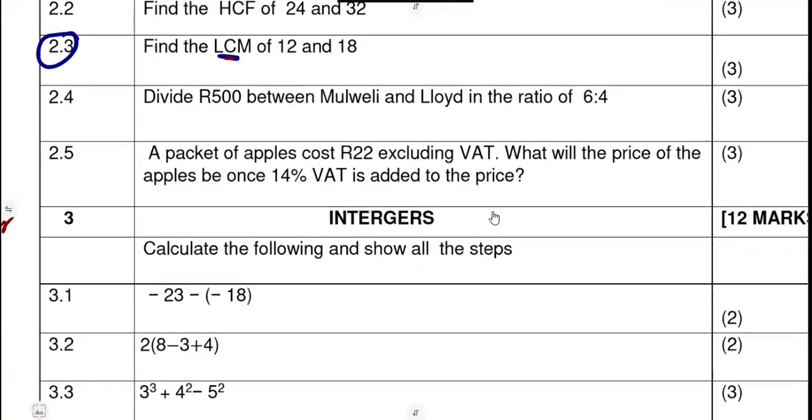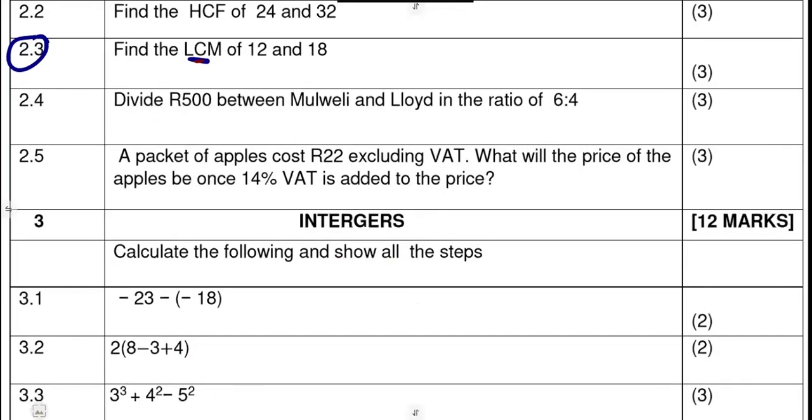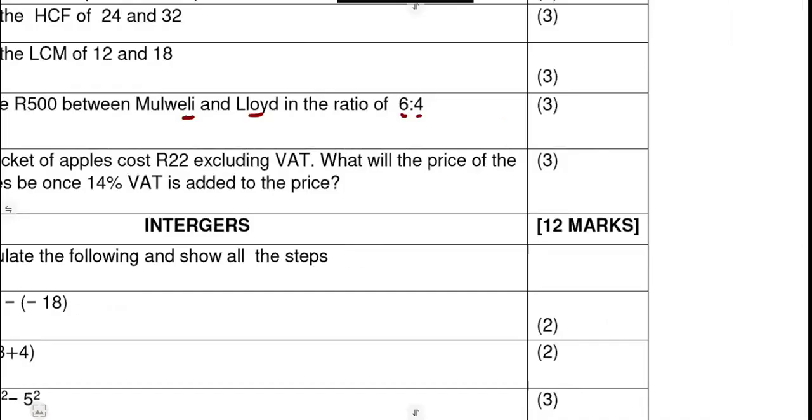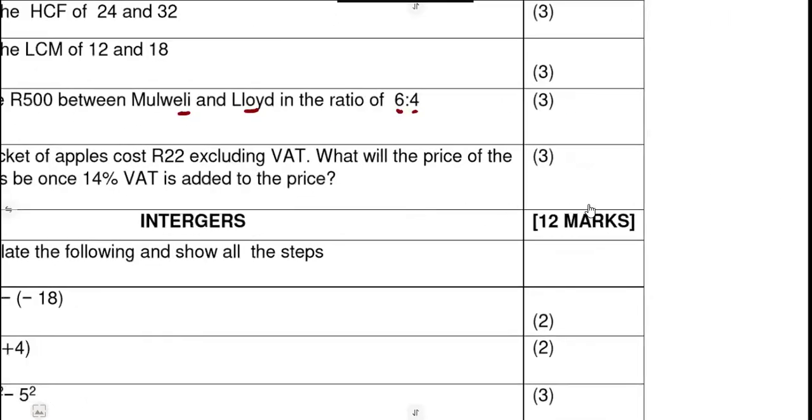All right, 2.4: divide 500 Rand between Molen and Lloyd in the ratio 6:4. So there are 2 people that are to be given this amount. We have to share in this ratio. So one is going to get 6 parts. Another one is going to get 4 parts out of this amount that they are sharing. All right, so that's 2.4.